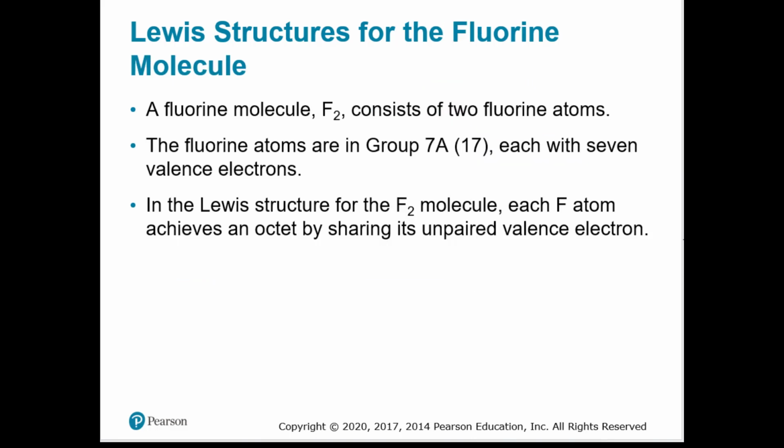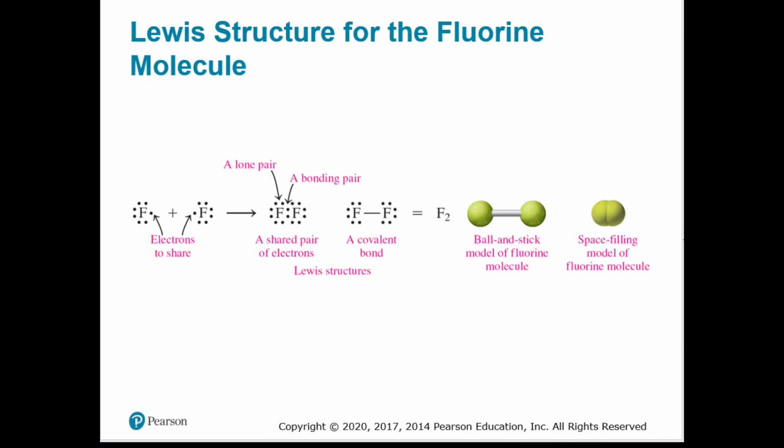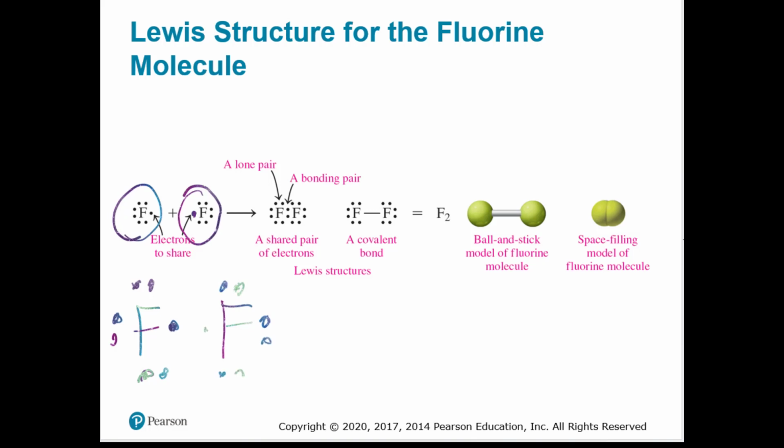Let's look at fluorine. F2 consists of 2 fluorine atoms. The fluorine atoms are in group 7A with 7 valence electrons. In the Lewis structure for the F2 molecule, each fluorine atom achieves an octet by sharing its unpaired valence electron. Let's see what that looks like. Fluorine F has 7. 1, 2, 3, 4, 5, 6, 7. Fluorine wants 1 more. Well, look at this fluorine. It has one that's not paired up. It would love to share that one. If I have another fluorine, 1, 2, 3, 4, 5, 6, 7.